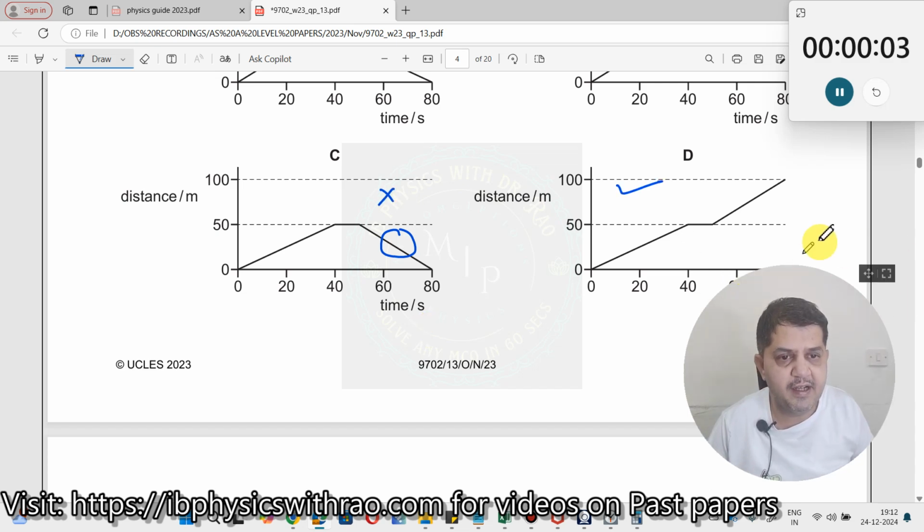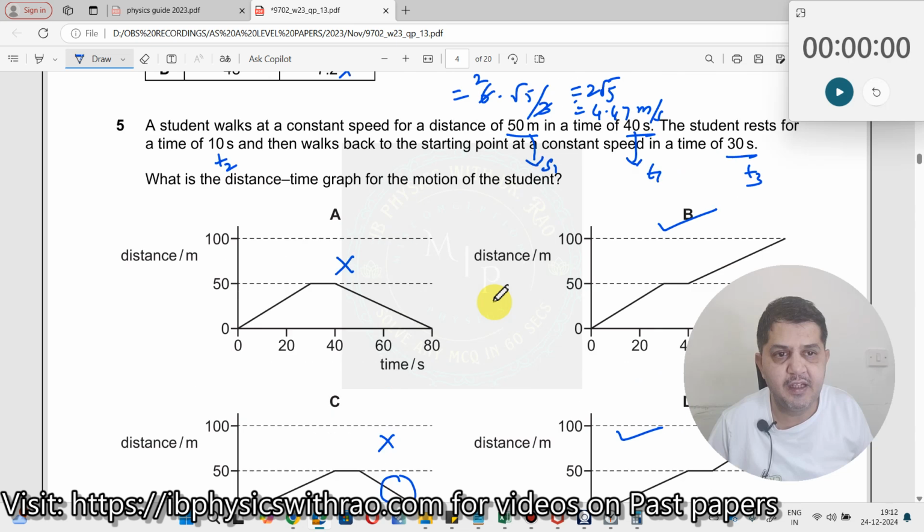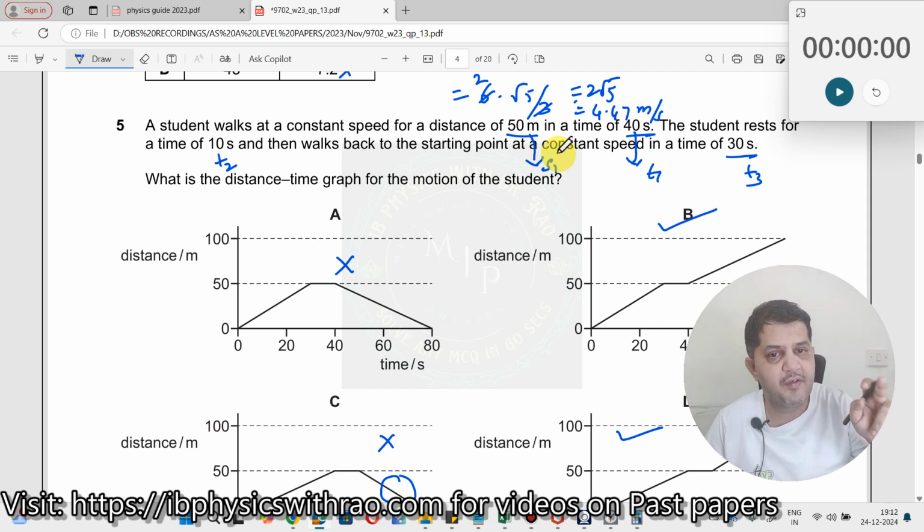Now, we need to identify which is the correct one here, right? So, now how do we do it is a question. So, let us look at the data and then we go further. Now, and then walks back to starting point. Starting point, what do you mean by starting point? It has traveled, it started 50 meters more.